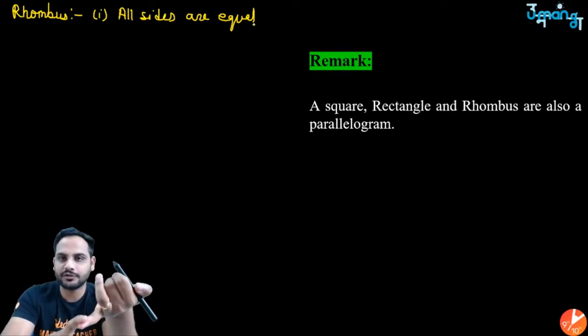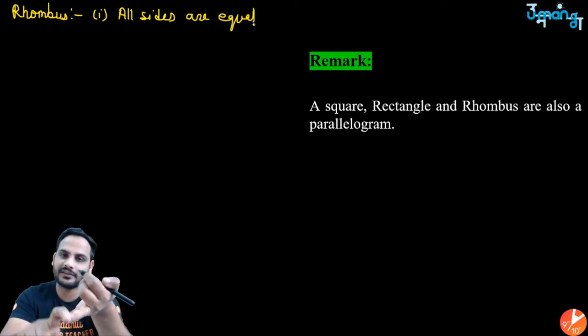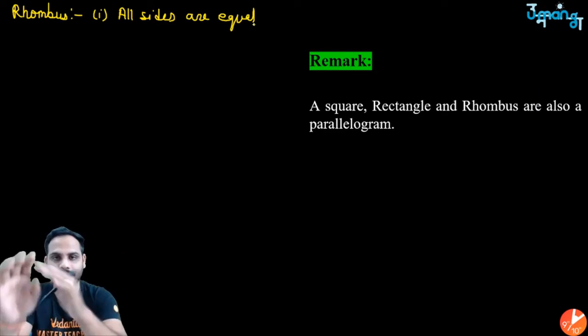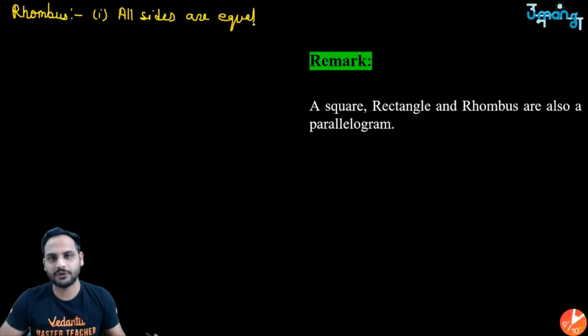Diagonals will divide it into two congruent triangles. Adjacent angles will be supplementary. Opposite angles will be equal and diagonals will bisect each other. All the properties of the parallelogram will be followed here.